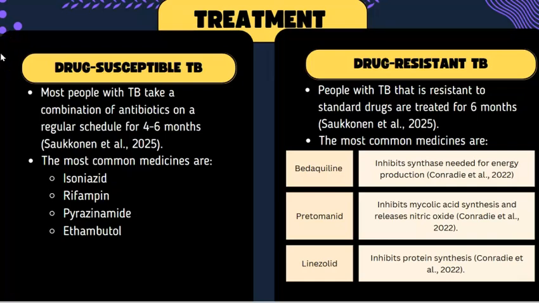Bedaquiline works by blocking ATP synthase, which the bacteria need to make energy, and so if you can't make energy, you can't survive. Protamine works by stopping mycolic acid synthesis, and if you'll remember from a few slides ago, that mycolic acids are a big part of the cell wall, and it also releases nitric oxide, which helps kill the bacteria. And then linezolid is able to block protein production in the bacteria, which kills them.